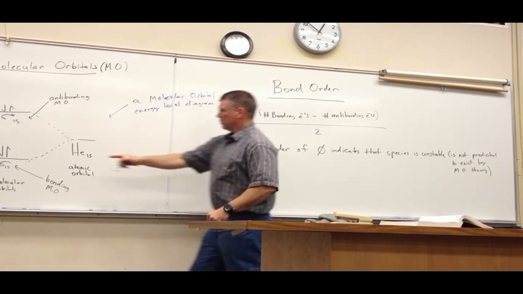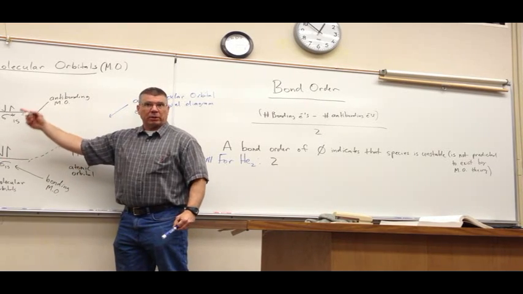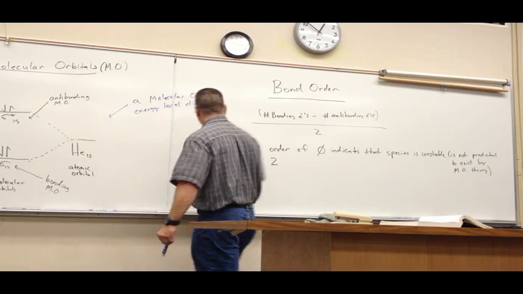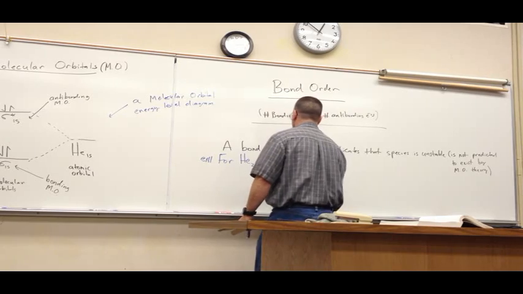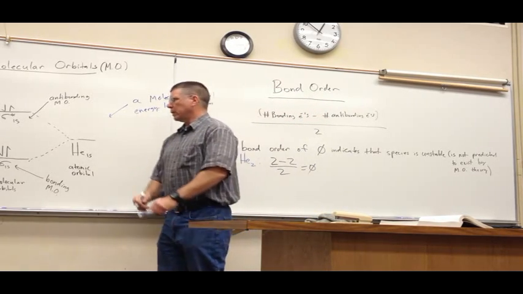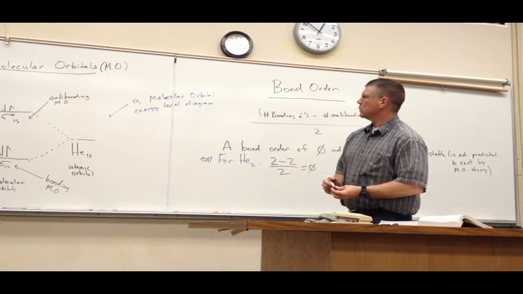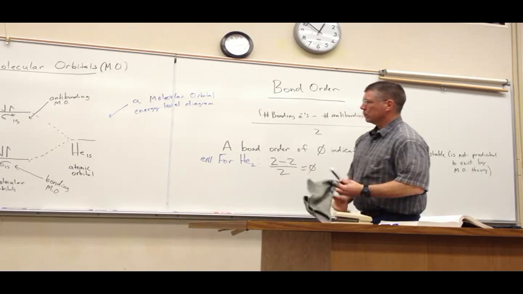We have 2 bonding electrons, right? You guys know what I mean by bonding and anti-bonding electrons, right? So 2 bonding and 2 anti-bonding. So molecular orbital theory predicts that dihelium doesn't exist. Okay, so far?